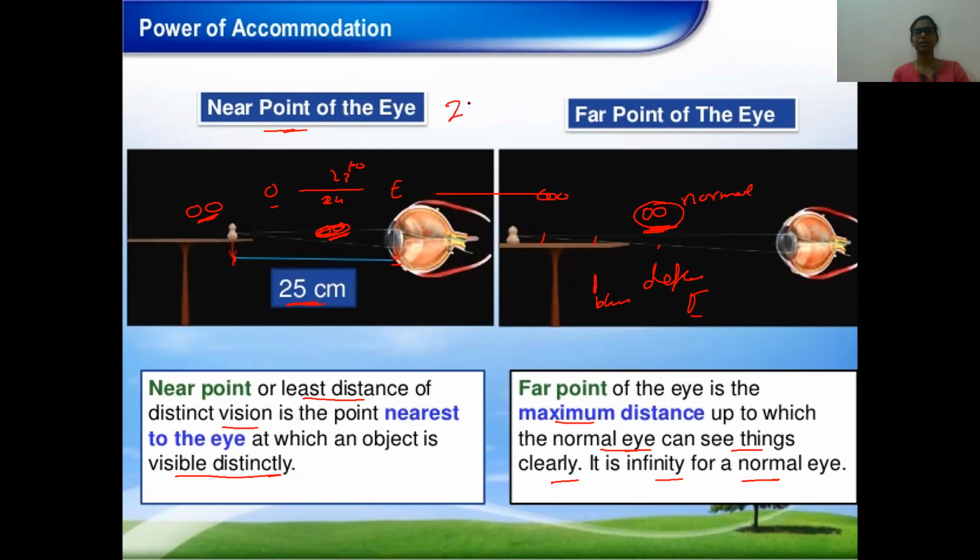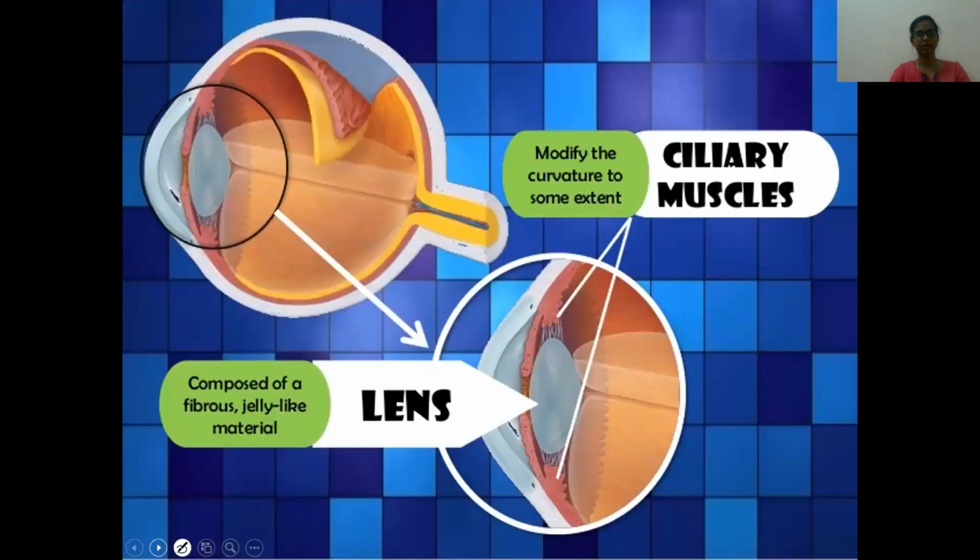For the normal eye, the near point is 25 and the far point is infinity. For a defective eye, the far point and near point vary according to the lens defect. I think this is clear, near point and far point. Now see how the power of accommodation works. I told you it adjusts the focal length. In the eye, a mechanism is going to adjust it.